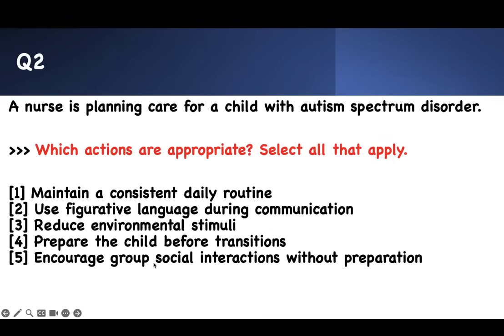And this is planning care for a child with Autism Spectrum Disorder. You know the key concept applied, which actions are appropriate. It's a select or apply. We talk about the concept. What do you think? Stop the video. Pick your answer. Let me know. Maintain a consistent daily environment. Use figurative language during communication. Reduce environmental stimuli. Prepare the child before transition. Encourage group social interaction without preparation.